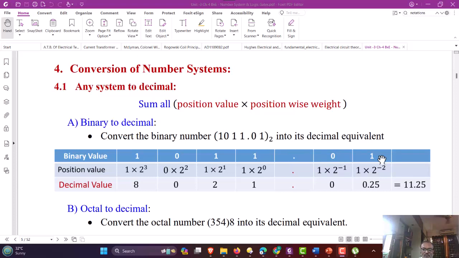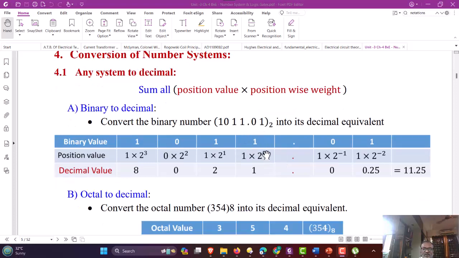We need to convert it to the decimal equivalent. We know the weight of the binary system, or base of the binary system, that is 2. So position 0 has the weight 2 raised to 0, position 1 has the weight 2 raised to 1, position 2 has the weight 2 raised to 2, position 3 has the weight 2 raised to 3, and so on, to the left side of the binary point. That is the integer portion.